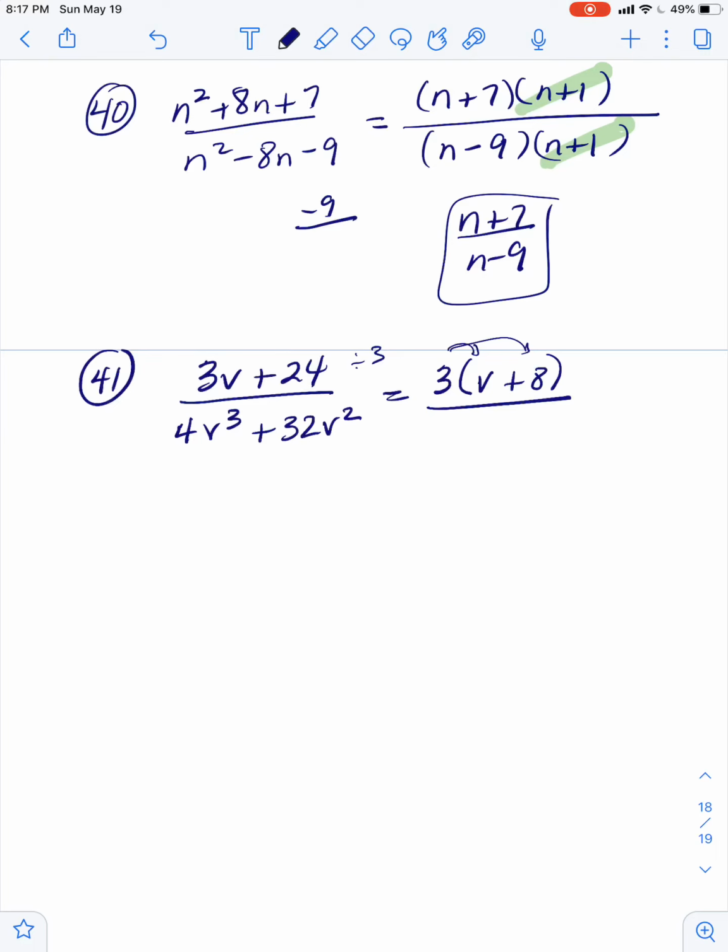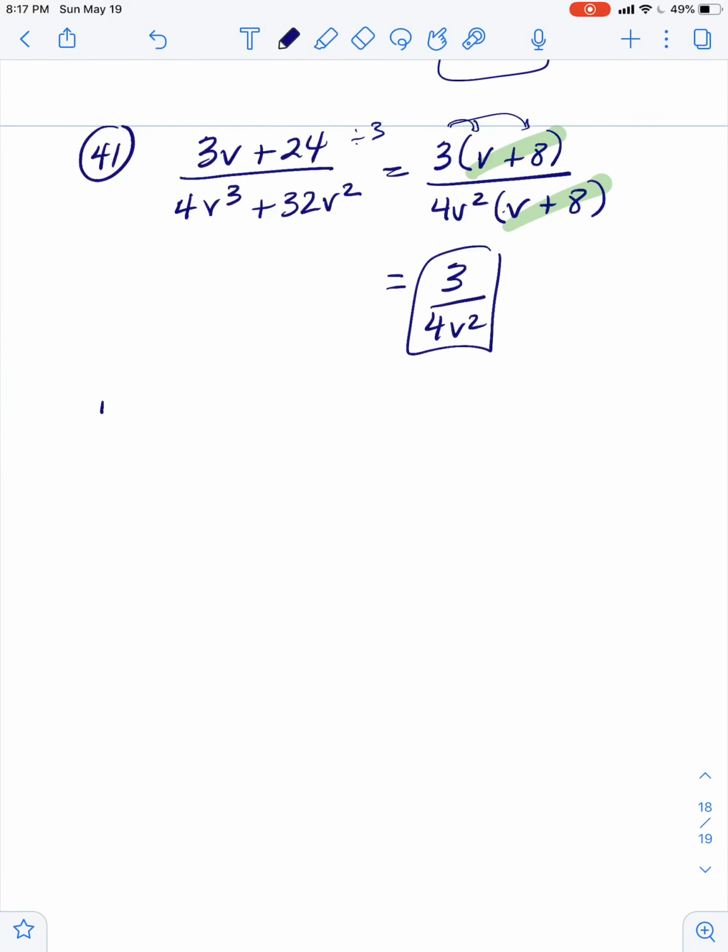The next one, 4 and 32, I can take out a 4. 4 goes into 32. And I have a v cubed and a v squared, so I can take out a v squared. So if I take 4v cubed and divide it by 4v squared, I've got a v left. And if I have 32v squared and divide it by 4v squared, I'm going to have an 8 left. And final step here is I have the v plus 8 and the v plus 8. Those will cancel. And my final answer would just be the 3 over the 4v squared. Okay.